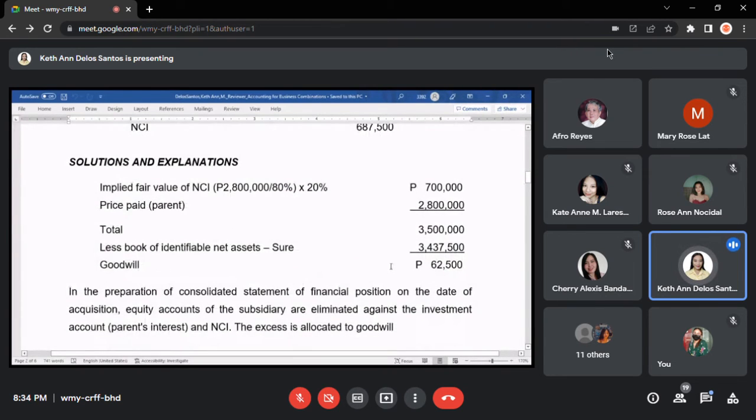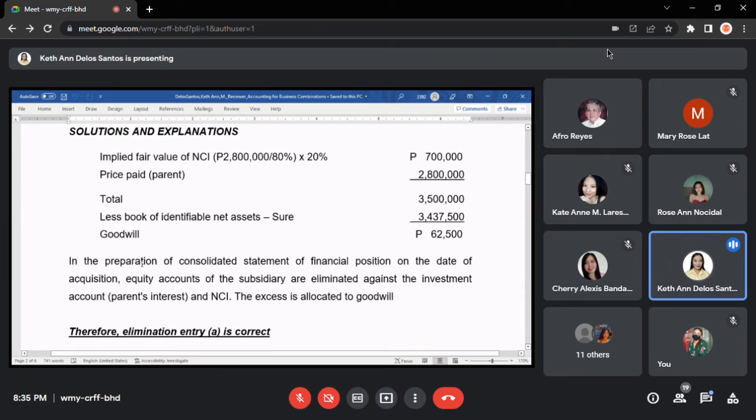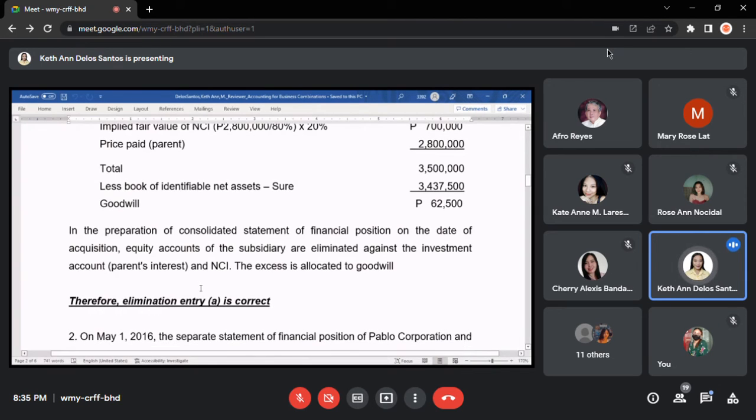Total goodwill is 62,500, which is yung pinag-minus yung 3,500,000 sa 3,437,500. Explanation. In the preparation of consolidated statement of financial position on the date of acquisition, equity accounts of subsidiary are eliminated against the investment account, which is the parent interest and non-controlling interest. The excess is allocated to goodwill. Therefore, elimination entry A is correct.